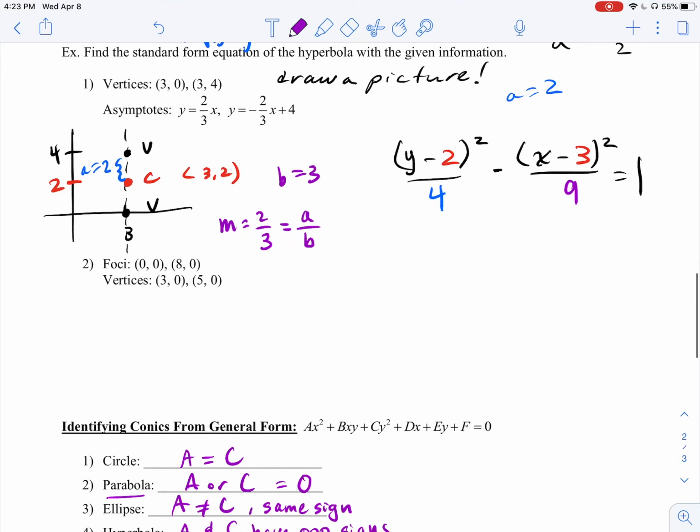Okay, so now I suggest that you pause the video, try the second problem on your own, see if you can give that a go. So let's do the second problem.